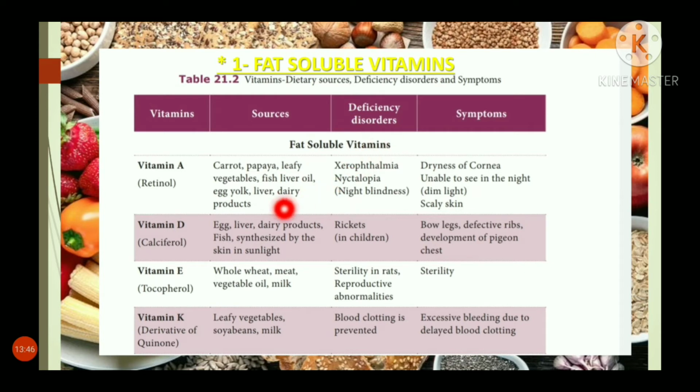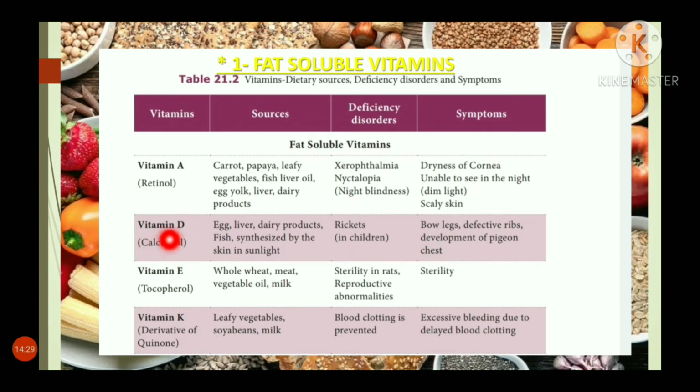Deficiency disorder means if you don't eat this food, what happens is xerophthalmia, nyctalopia, that is night blindness, means after 6 in the night time you cannot see anything. That is said to be night blindness. This is caused due to lack of vitamin A in your body. Symptoms, how can you find out that you don't have proper vitamin A? Dryness of cornea, your eye gets very dry, unable to see in the night, in the dim light, or you will have scaly skin.